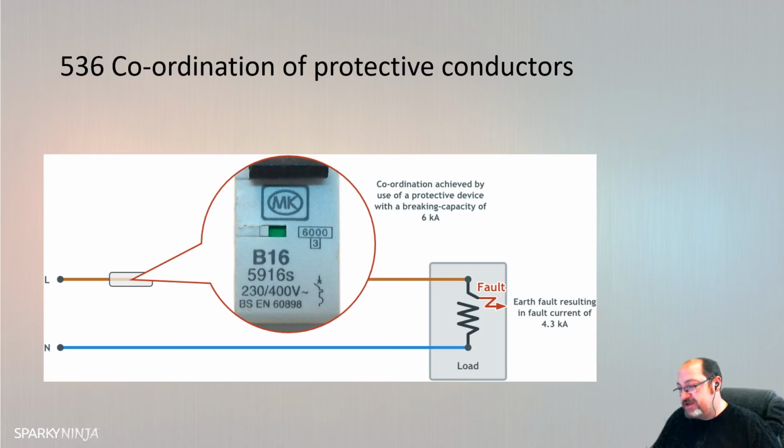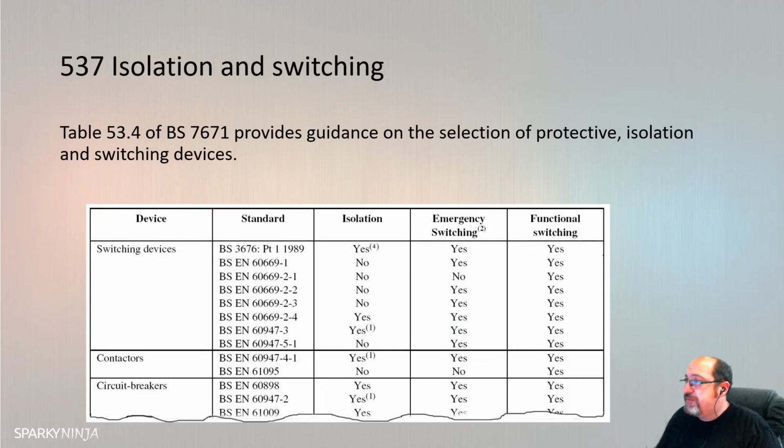Okay. The key thing to remember with all of this section is it's all about protective device selectivity. Alright? Protective device selectivity. That's what all of this bit's about. Okay. I want to move on though, because I'm going to repeat myself so much there. I want to move on to 537, because we're on the hour mark now on this video, and I don't want to make too many long videos. 537's isolation and switching.